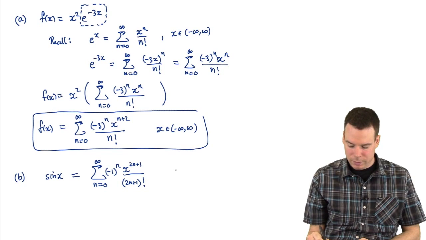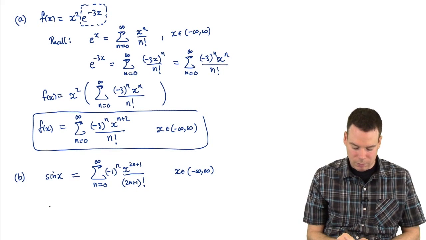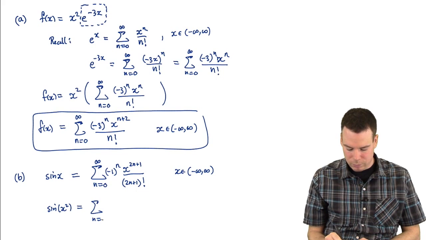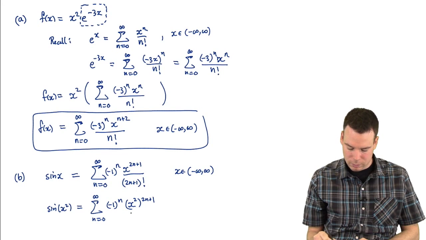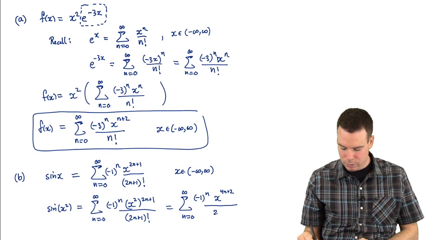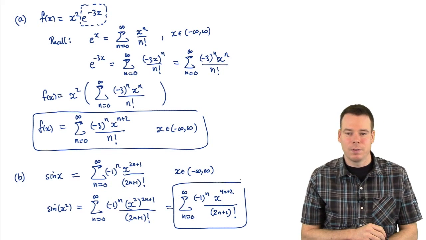So what does this mean? Well, this is true for x in negative infinity to infinity. I'm interested in not this, but sine of x squared. So now this becomes the sum from n equals 0 to infinity, negative 1 to the n, and now I pop x squared in for x, over 2n plus 1 factorial. And I can rewrite the powers of x in this way. So that's negative 1 to the n, x to the 4n plus 2 all over 2n plus 1 factorial. And so there is our series expansion for sine of x squared.